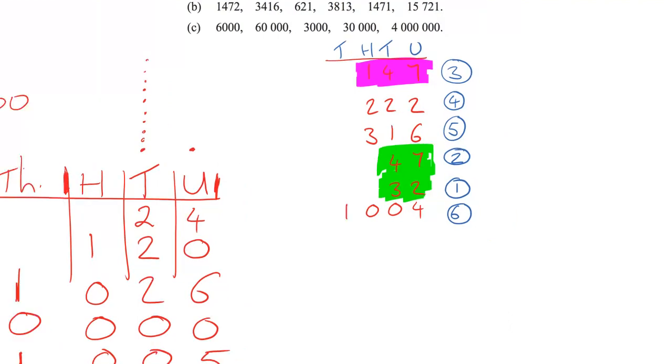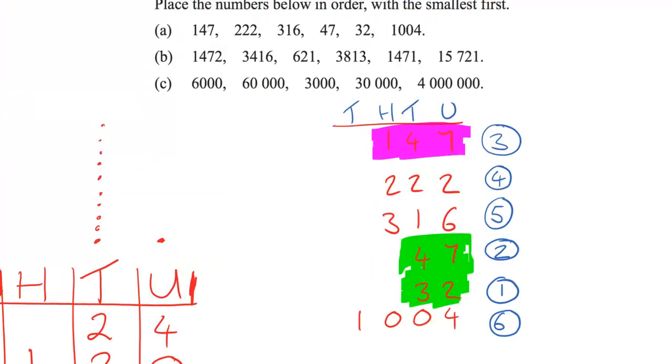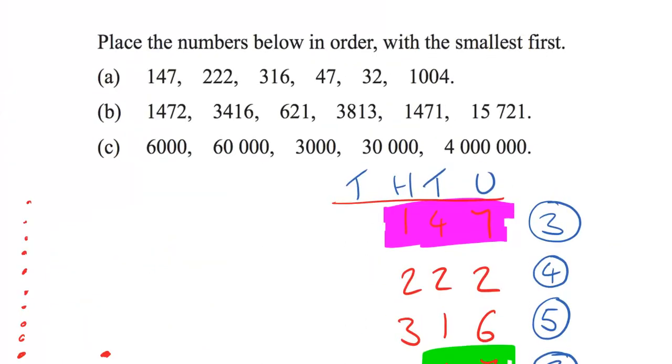So writing this out in order, we're going to have 32, 47, 147, 222, 316, 1004. Now, if you are watching this video and want to have some practice, I'd like you to pause it now and see if you can organize sections B and C so that they are in order, starting with the smallest.